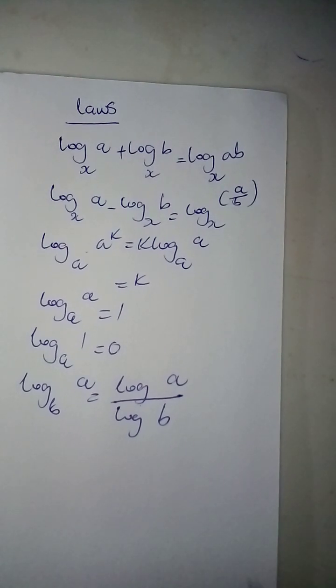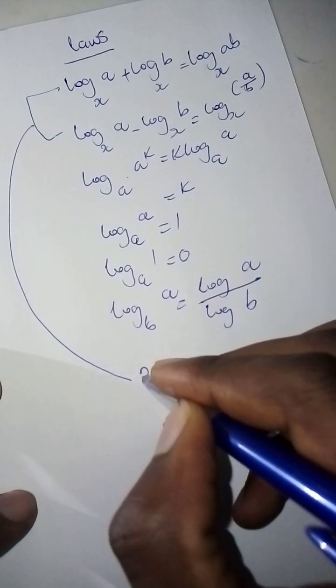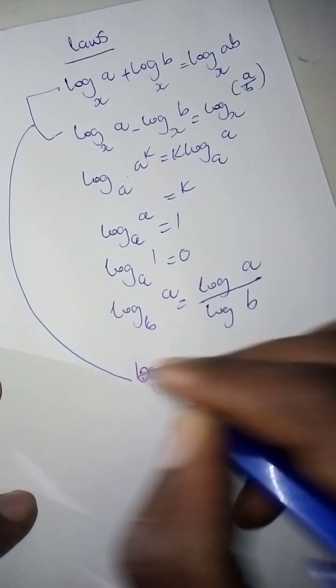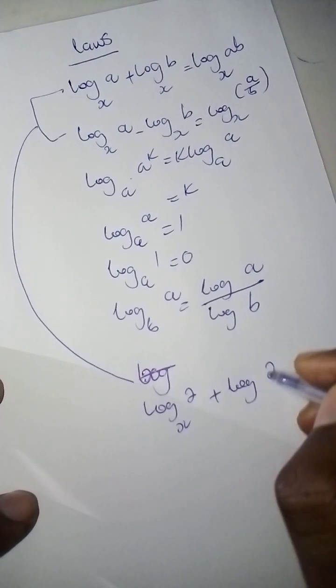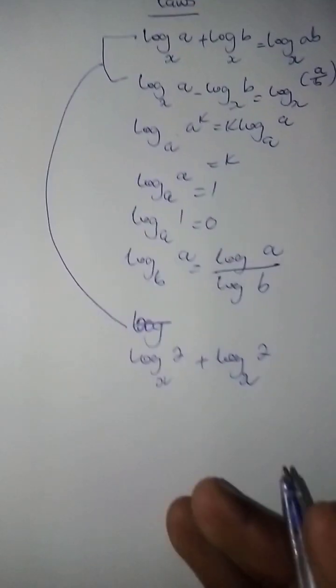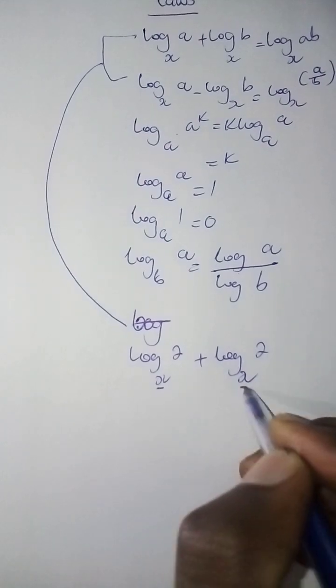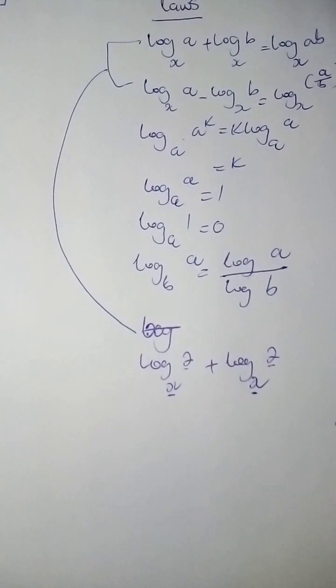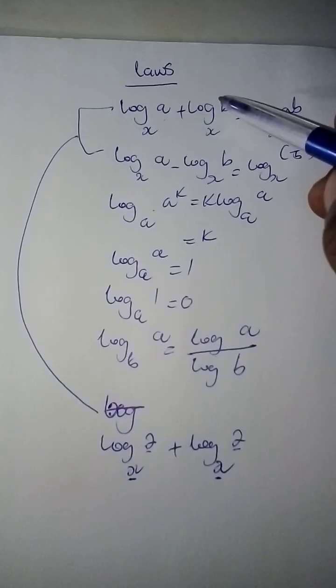Now, what do I mean by this? Let me show you an example. Let's say we have log 2x plus log 2x. If you have something like this, you cannot use any of the first two laws. Why? Despite the bases being the same, the problem is the two terms. They are the same. Therefore, we cannot use the law. We can only use the law if these two are different from each other. That's why we say that it's A and B.